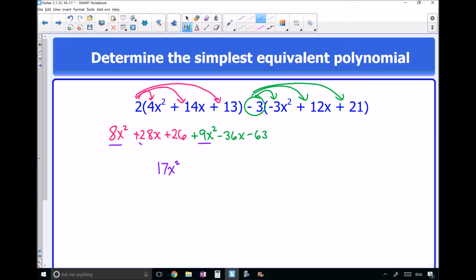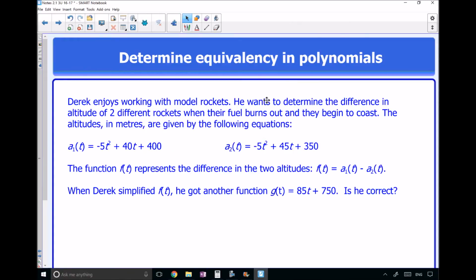Okay, 28x is like negative 36x, and when I put those guys together, I get negative 8x. Okay, 26 is like negative 63, and when I put those together, I end up getting negative 37. In my answer here, it's in descending order, and there are no like terms, so I am done with this problem. Okay? All right, our last example that we're going to look at is how to determine equivalency in polynomials.